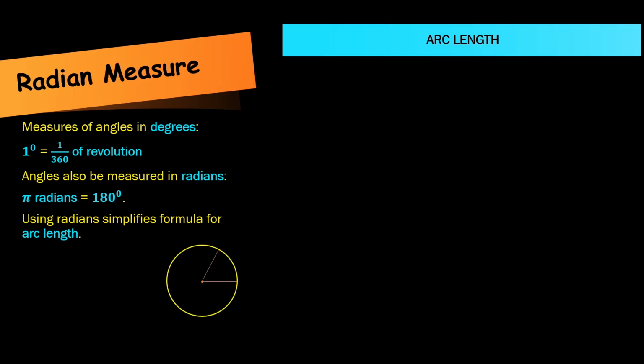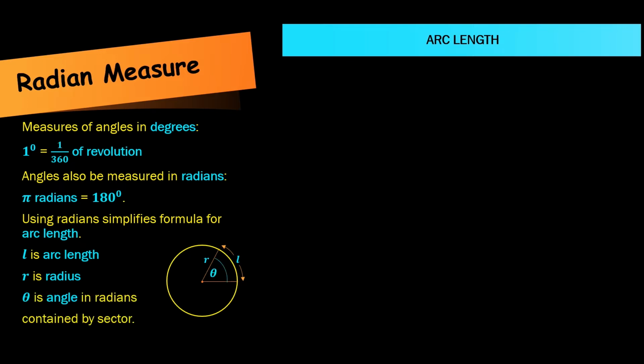So suppose we have a circle with arc length L and radius R. The angle theta in radians is contained by the sector denoted in the diagram. The arc length L is equal to R times theta.